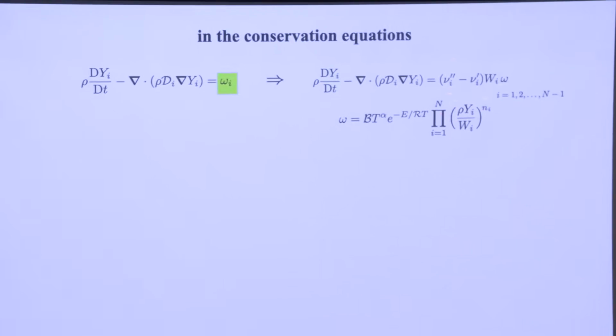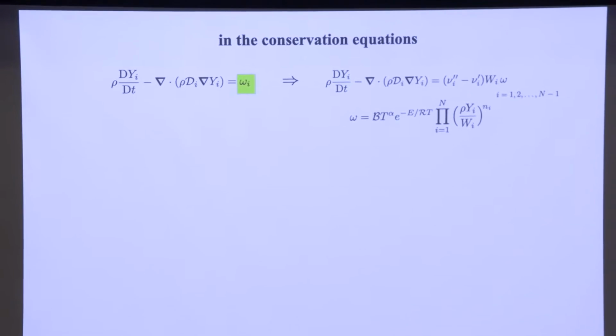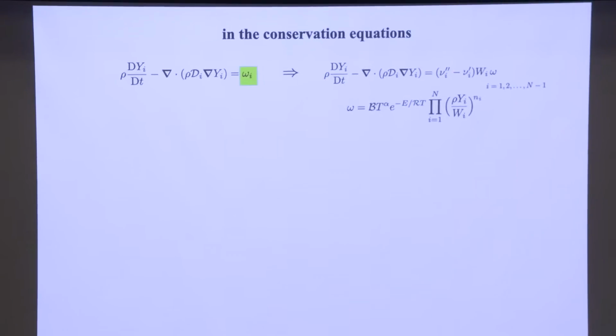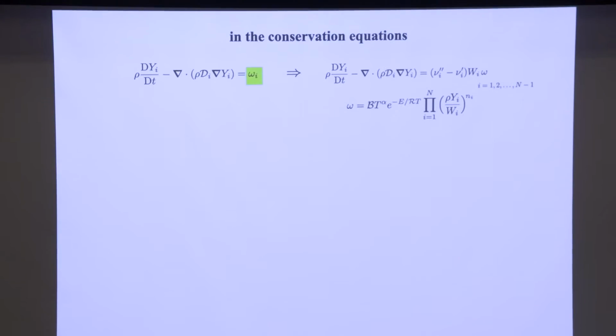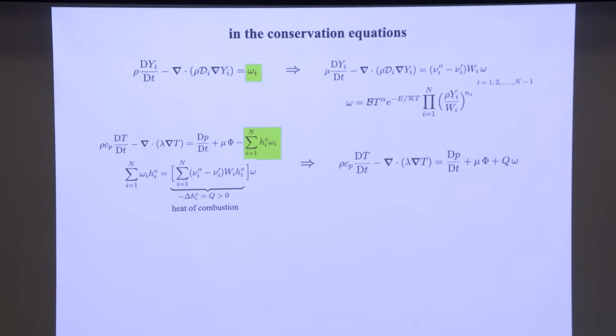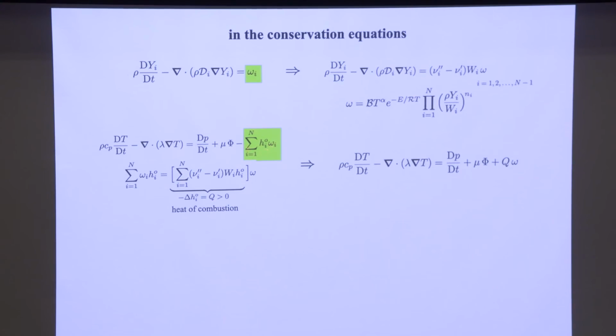Okay. In the conservation equation, if we write the omega I, then the equation becomes, on the right here, nu I double prime minus nu I prime times molecular weight times omega, and we have an expression for omega. And the next place where it appears is in the energy equation. Remember this term. Now, when you replace here the omega I with exactly this term, nu I double prime minus nu I prime, W I, multiplied by h I naught, multiplied by omega, which doesn't have an I.